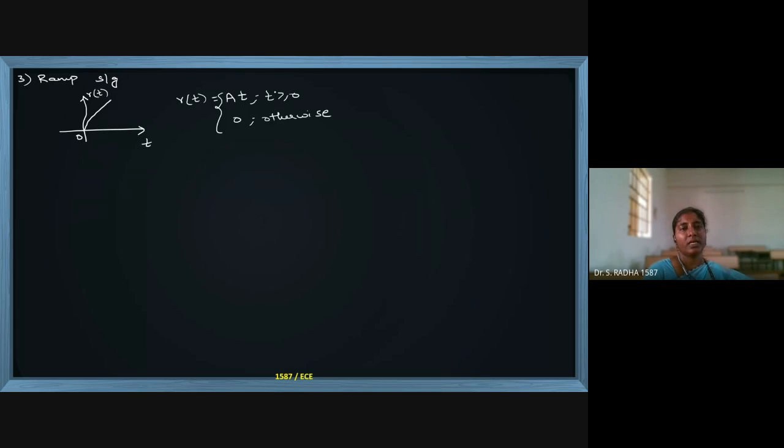And this A is nothing but the slope of the signal. If A equal to 1, slope equal to 1, which means exactly 45 degrees is maintained, with respect to the x-axis and y-axis. The line will be at the center of the first quadrant, and you must draw the signal that way. This is about the ramp signal.